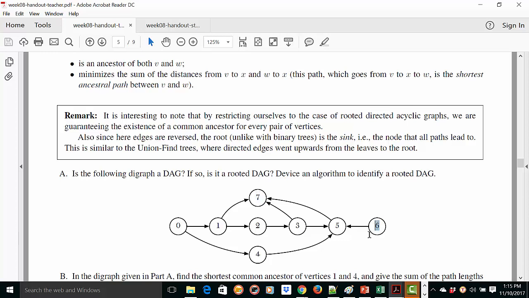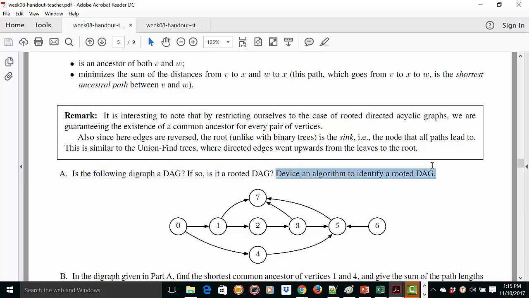If you look at 6, the out degree is 1. If you look at 0, out degree is actually 2 for 0. For 1, the out degree is 2. For 2, out degree is 1. 3, the out degree is 2. 5, the out degree is 1. So 7 is the only one with the out degree 0. So this is a rooted DAG. It's a DAG and it's a rooted DAG.